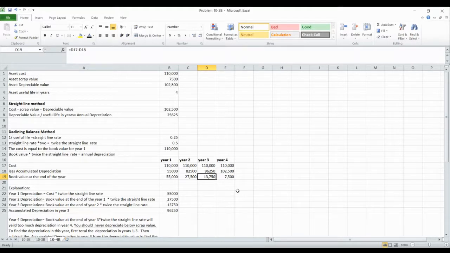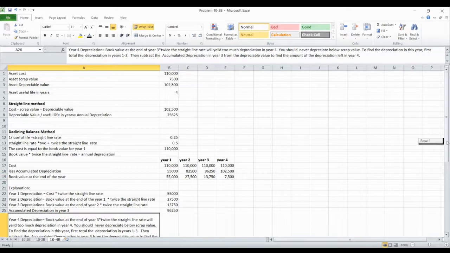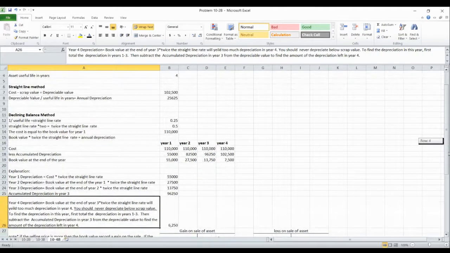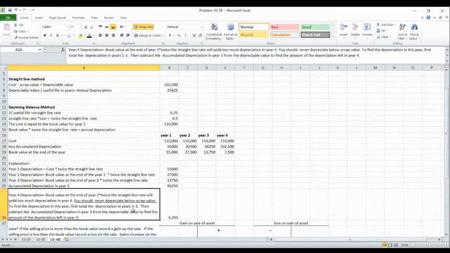And as you remember from the previous problems that we've done on other videos, we cannot continue like we would normally do in the next year, because if we did, we would get too much depreciation in year four. Remember, you should never depreciate below the scrap value. So I've made a notation on my spreadsheet to remind you about that.